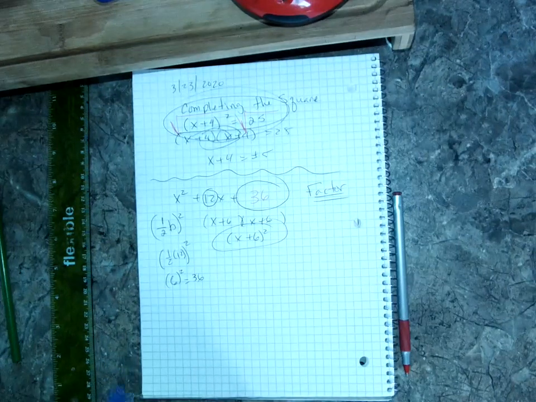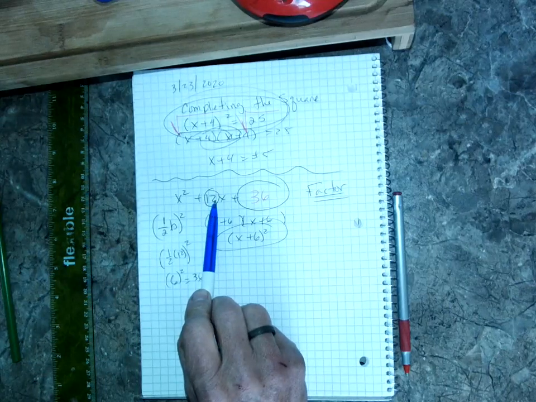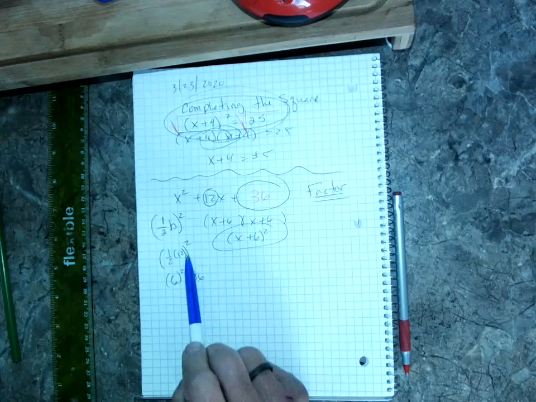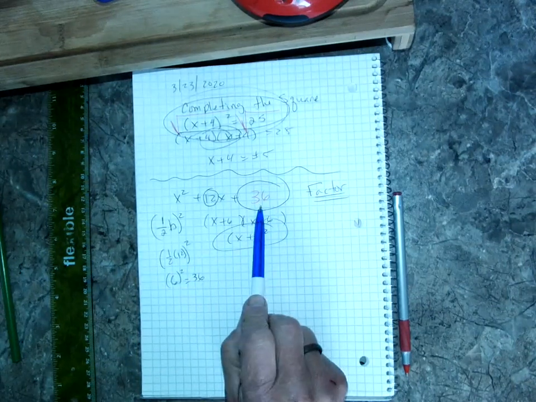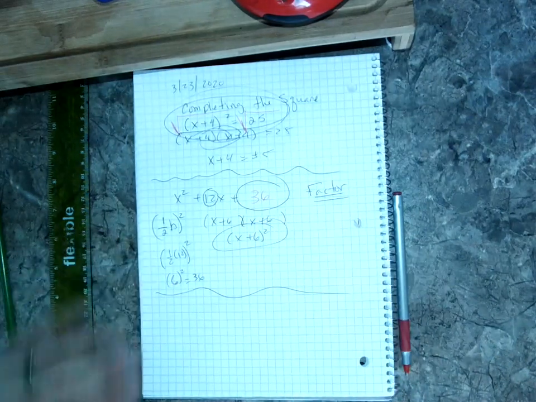Now, some of you are going to see it right off the bat what this number needs to be. If not, take your number. Take B. Take half of it. That's 6. Square 6 and you get 36, okay? Take half of B, which is 6. 6 squared is 36. Put in the extra number, okay? Let's do another. Okay, we're going to practice this.